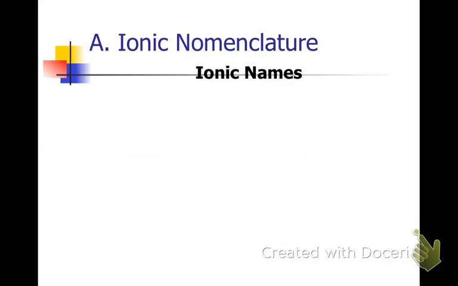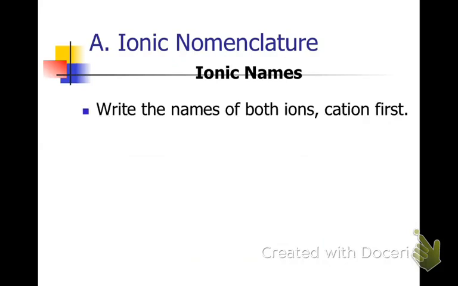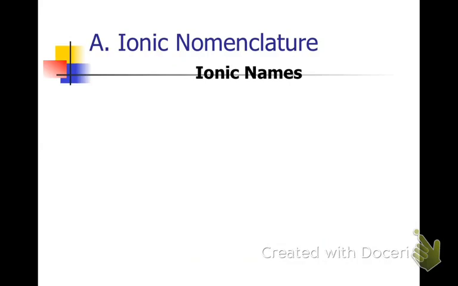What if we have the formula going to the name? I think I said it backward. This part is ionic names, but you actually have the formula going to the name. The previous one was name to formula. Did I just say the same thing again? Well, we're going to go back.